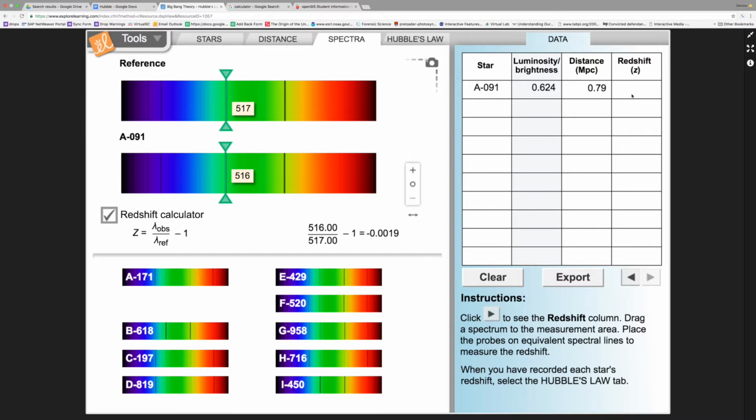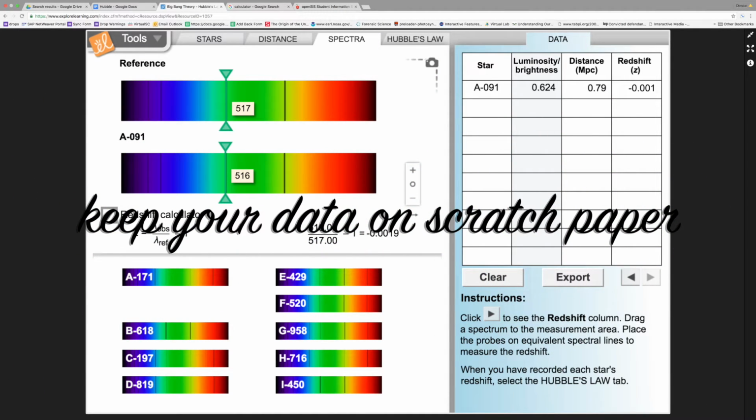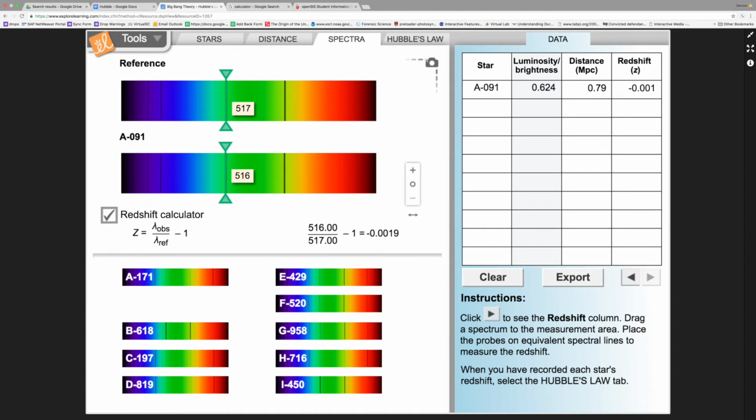And what we would do over here in this area is type in the negative value, and then type in 0.001, or we could actually round it up and put 2. All right, so that is the redshift.